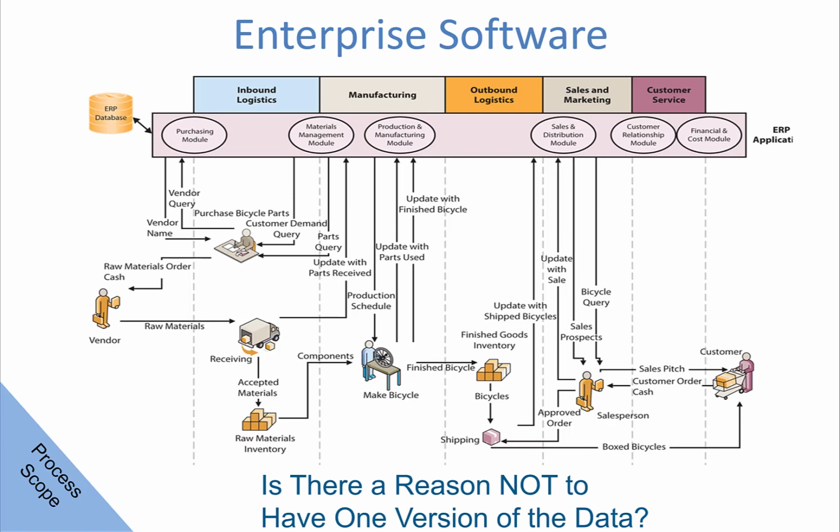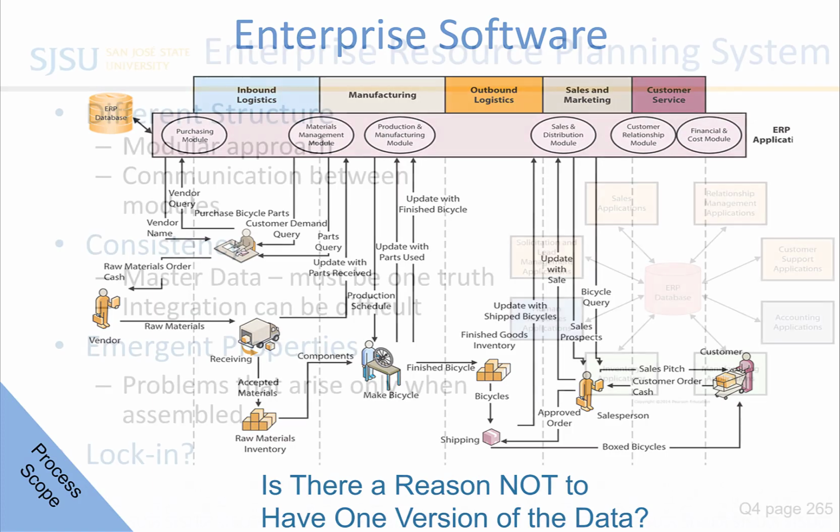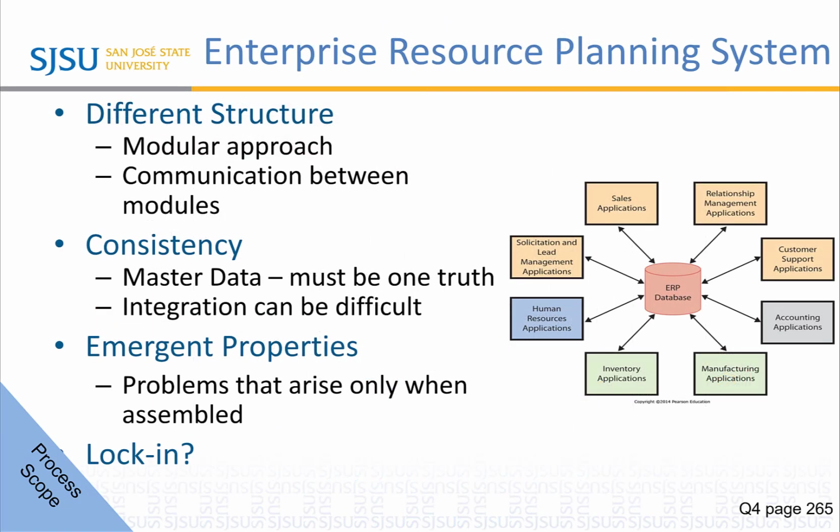So the definition of store sales would be different for compensation purposes in the HR department than it would be for the accounting department for doing financial reporting. So one type of enterprise system is an enterprise resource planning system, commonly referred to as an ERP system.